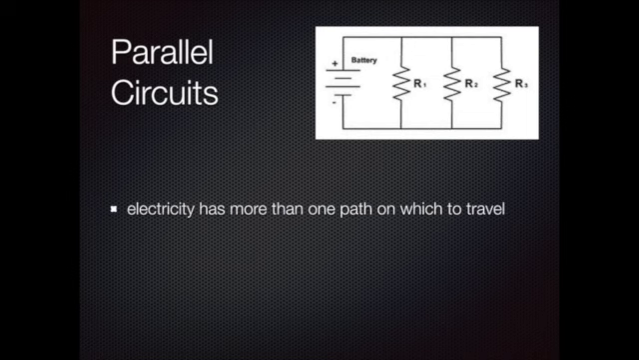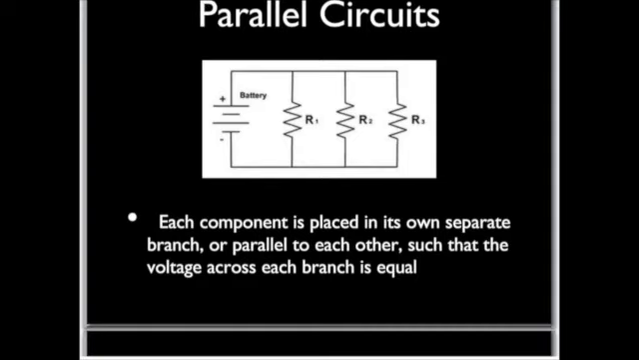Now for the parallel circuits graphic organizer. Write this description on the outside of it. Electricity has more than one path on which to travel. Now let's work on the inside of the graphic organizer. In a parallel circuit, each component is placed in its own separate branch, or parallel to each other, as shown in this diagram, such that the voltage across each branch is equal.